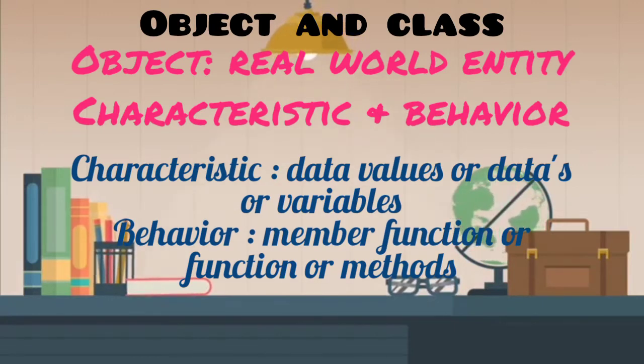An object is a real-world entity. It represents a place, a bank account, a person, etc. All objects contain some characteristics and behavior. In a software object, characteristics are called data values or data, and behavior is known as member functions or functions.